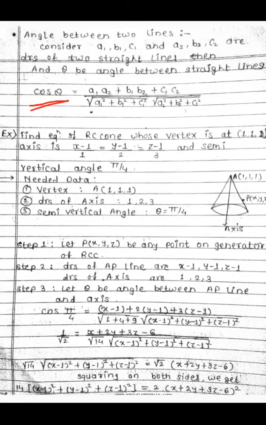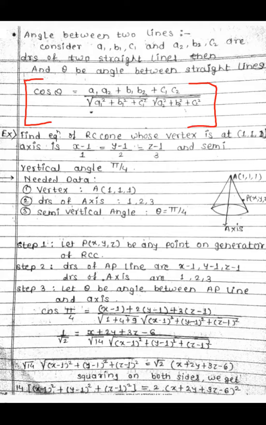The formula is cos theta equals a1 a2 plus b1 b2 plus c1 c2, divided by square root of a1 square plus b1 square plus c1 square, into square root of a2 square plus b2 square plus c2 square. With the help of this formula, you can find the angle between two straight lines. We require this formula to find the equation of right circular cone.